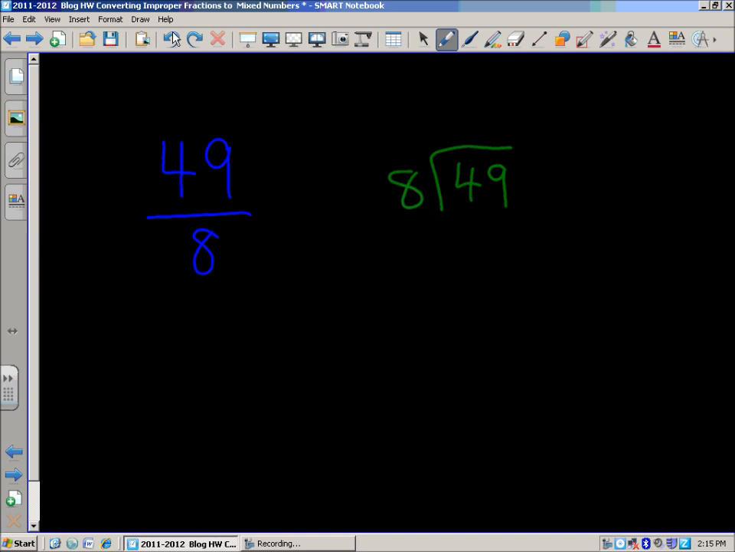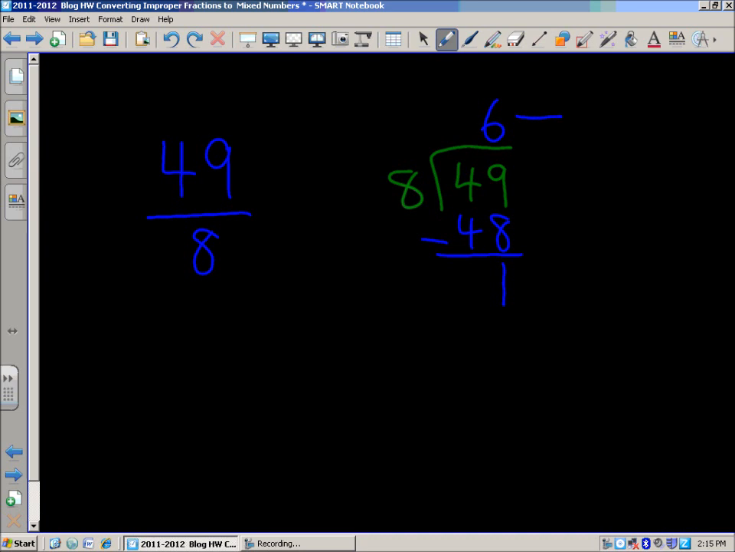8 goes into, let's see, 8 times 5 is 40. 8 times 6 is 48. Well, that's pretty close. 8 times 7 would be 56. That'd be too much. So 8 goes into 49 6 times. 8 times 6 is 48. Subtract, 9 minus 8, you get 1. 4 minus 4 is 0. So again, you have a remainder.